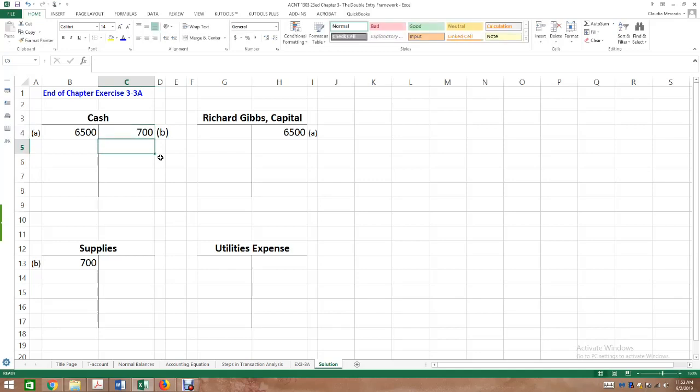So at the end of each transaction, you have to make sure that your debits and your credits equal. I have a debit of 700, I have a credit of 700. So I'm good. My debits equal my credits.